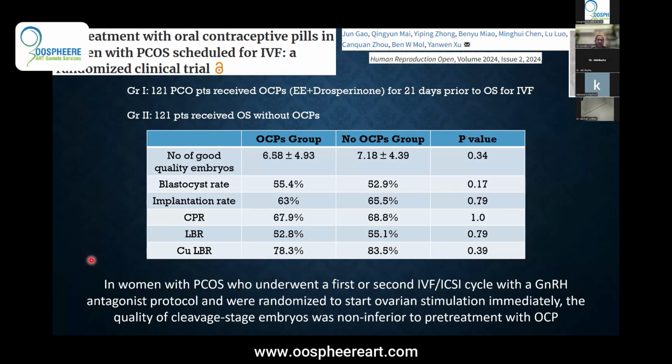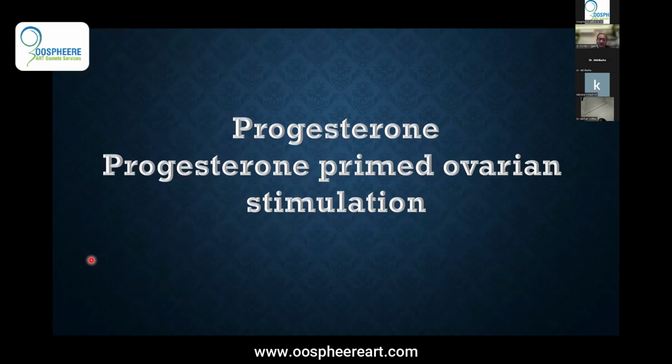But this recent 2024 paper by Dr. Jun Gao in Human Reproduction Open was a randomized clinical trial. They used oral contraceptive pills prior to ovarian stimulation for 21 days. The second group received ovarian stimulation directly without OC pills, and they found that in parameters like number of good quality embryos, blastocyst rate, implantation rate, clinical pregnancy rate, live birth rate, cumulative live birth rate, there was no difference. So you can safely use oral contraceptive pills. There is no need to worry that using oral contraceptive pills reduces ongoing pregnancy rate. That was overcome by this particular recent study.